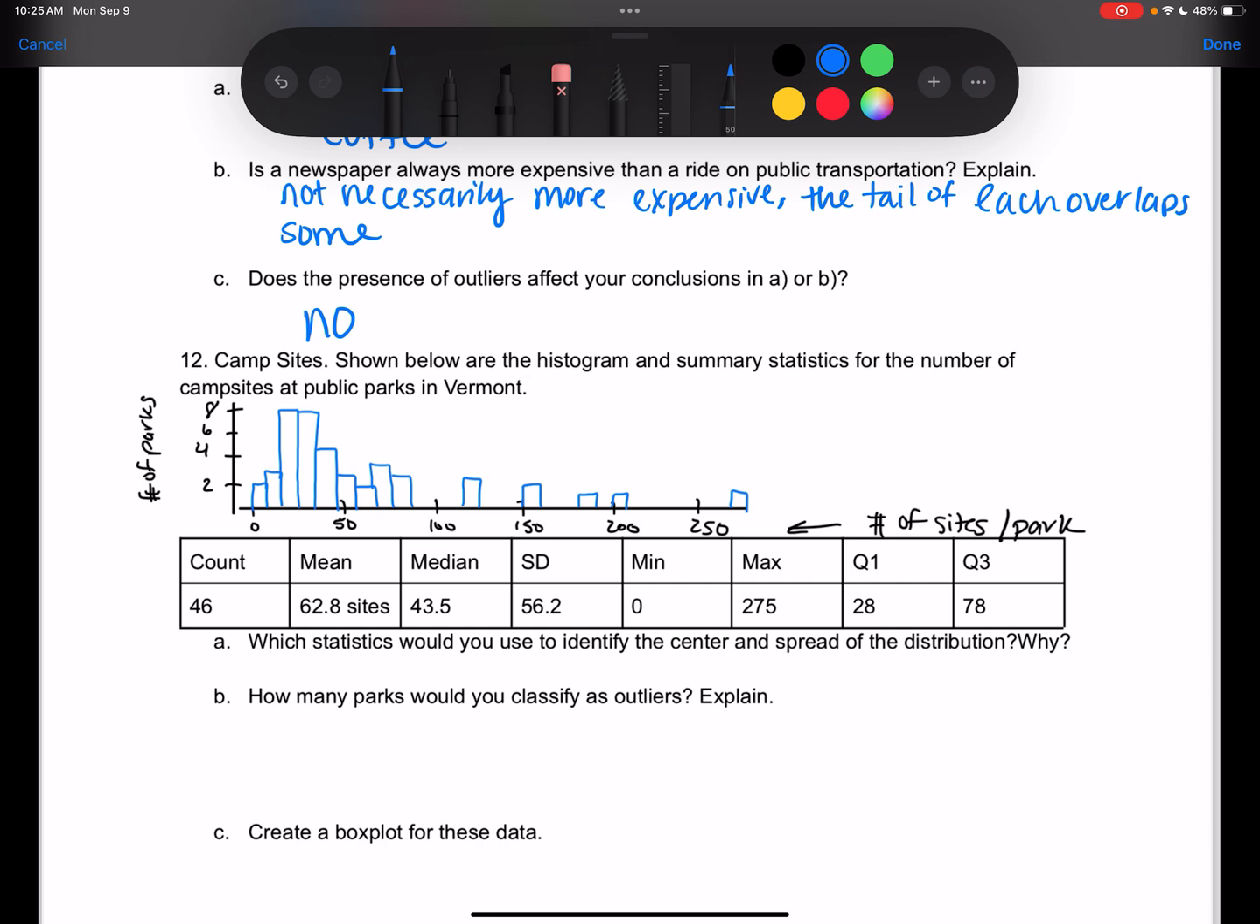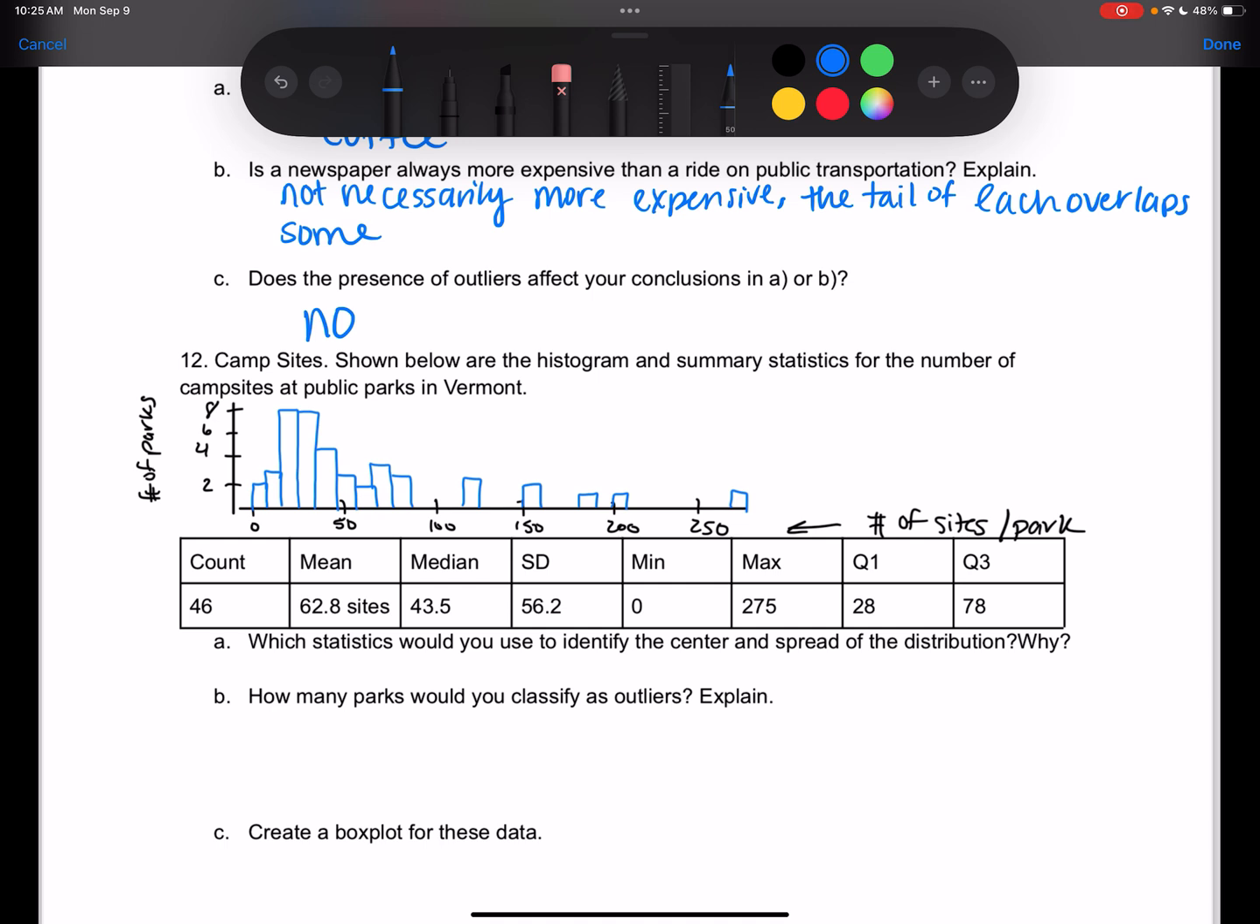All right. Campsites. Shown below are the histogram and the summary statistics for the number of campsites at public parks in Vermont. So obviously I've kind of had to smush it in there a little bit, and I did my best to copy over the little histogram as good as I could. We have number of parks on the left. The number of sites per park is on the bottom.